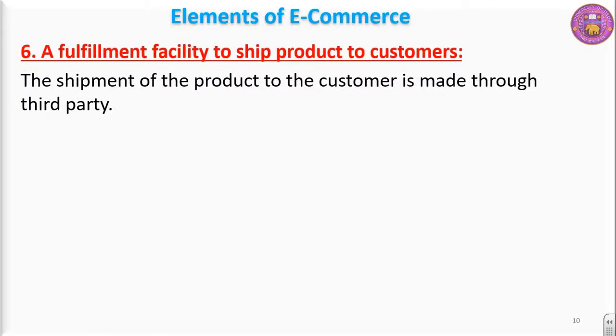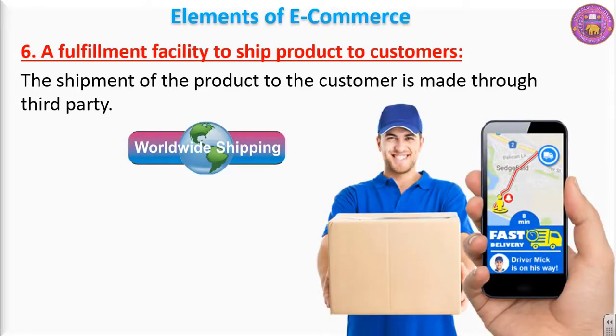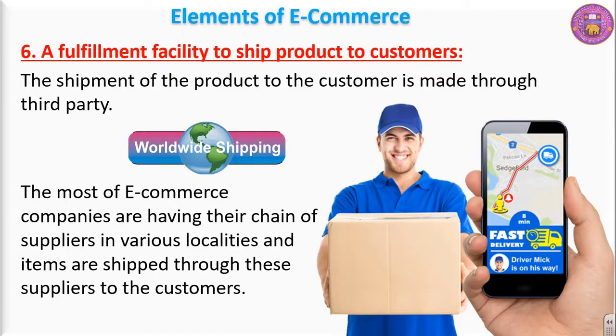If you want to do business, then you need to supply products to your customers. So there must be a fulfillment facility to ship products to customers. The shipment of the product to the customer is made through a third party. Most e-commerce companies have their chain of suppliers in various localities, and items are shipped through these suppliers to the customers.